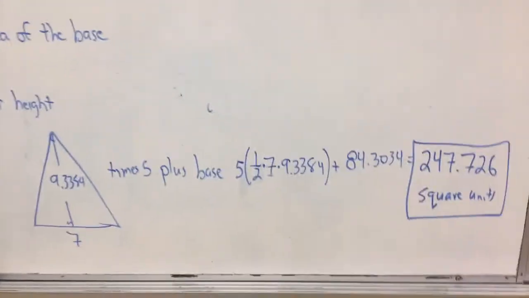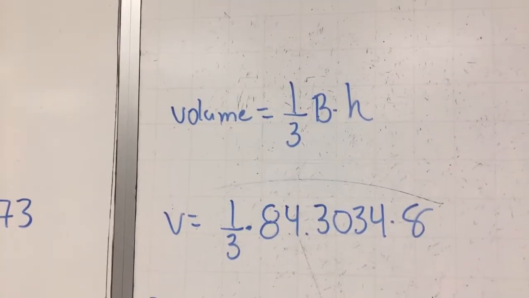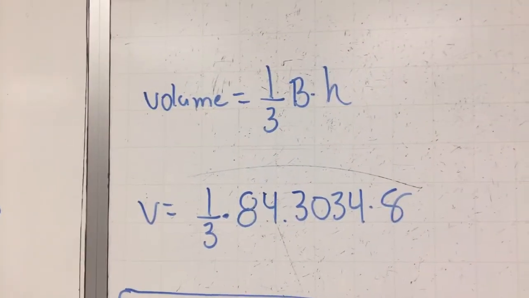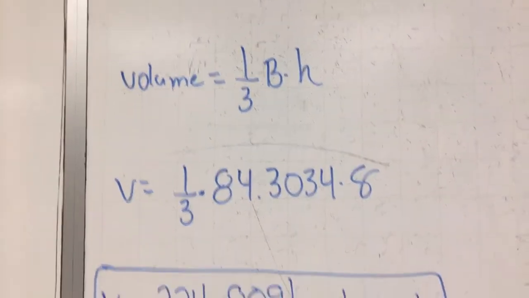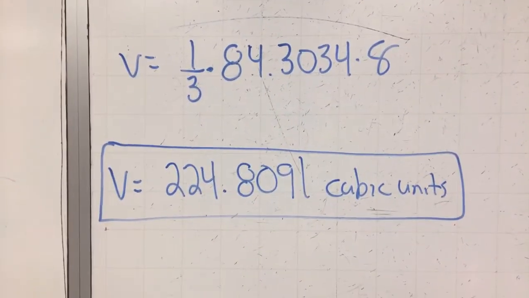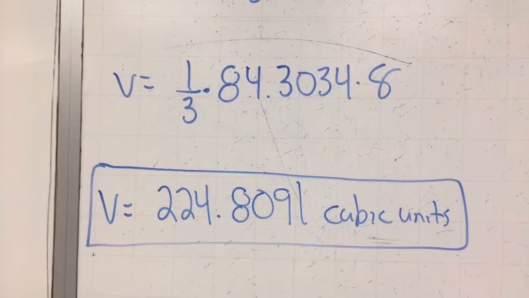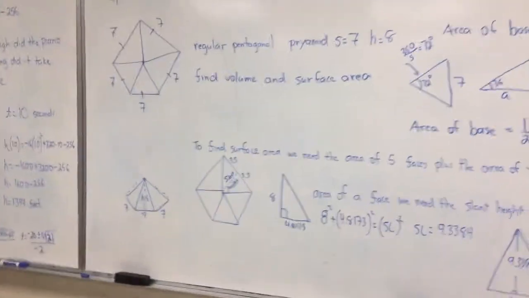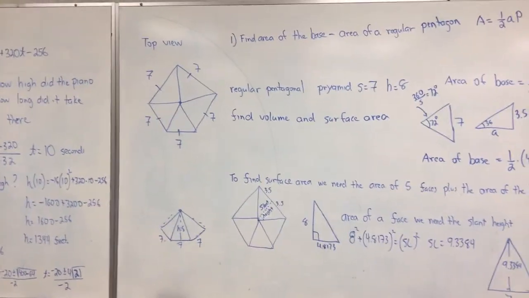So, now I know is the volume. Well, the volume's the piece of cake part of this thing. The volume of this regular pentagonal right pyramid is 1/3 base times height. 1/3 the area of the base times the height. Well, we found the area of the base, multiply it by 8, whap that in 3, and you get 224.8091 cubic units. Okay?